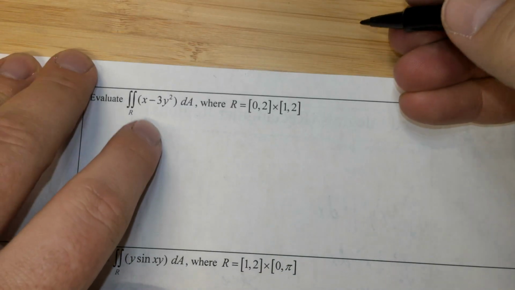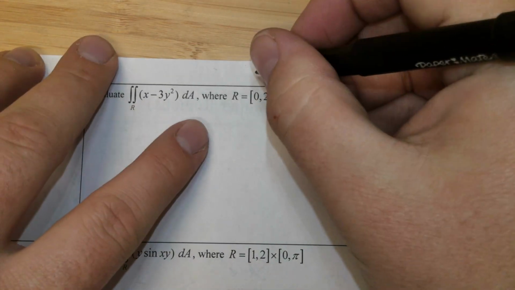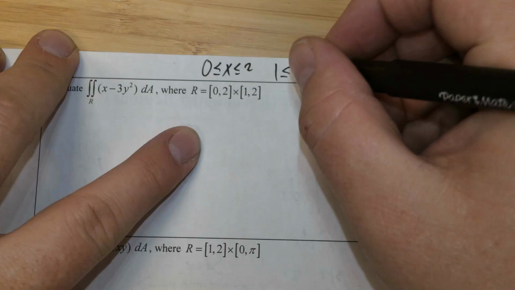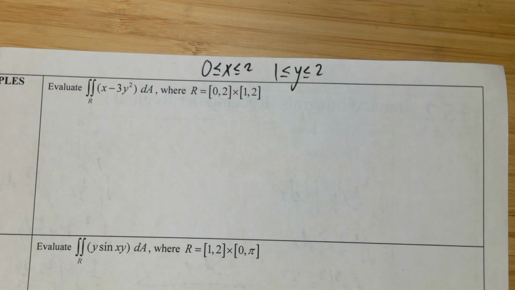For this one, we're just crushing examples. You'll see this format often. This is just saying 0 is less than or equal to x is less than or equal to 2, and 1 is less than or equal to y is less than or equal to 2.